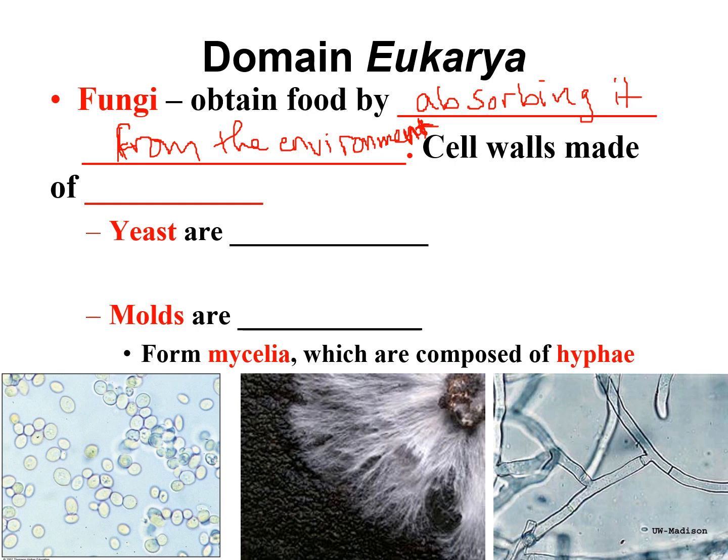Okay, and then their cell walls. They are made out of a carbohydrate, if you remember, called chitin. And the difference between yeast and mold. Yeast are unicellular, so they just have one cell. And mold are multicellular.